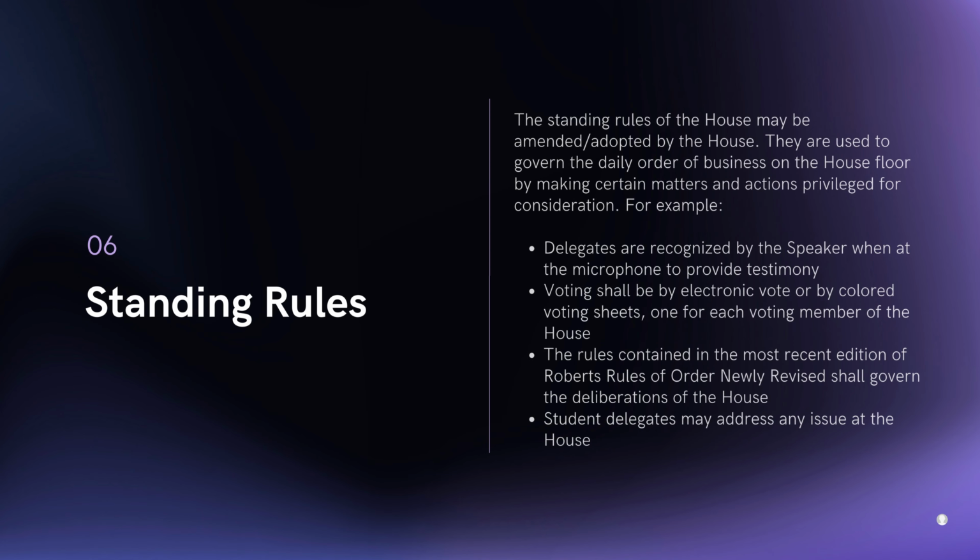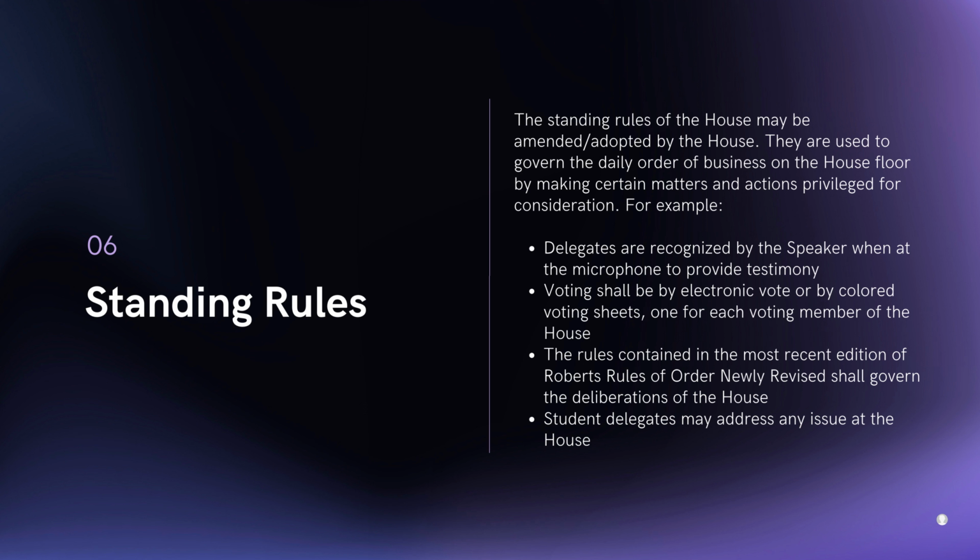Standing rules for the House are necessary. The standing rules may only be amended and adopted by the House during the first session. The standing rules of the House govern the daily order of business on the House floor by making certain matters and actions privileged for consideration. For example, proposed resolutions and proposed bylaw amendments are considered for adoption by the delegates.